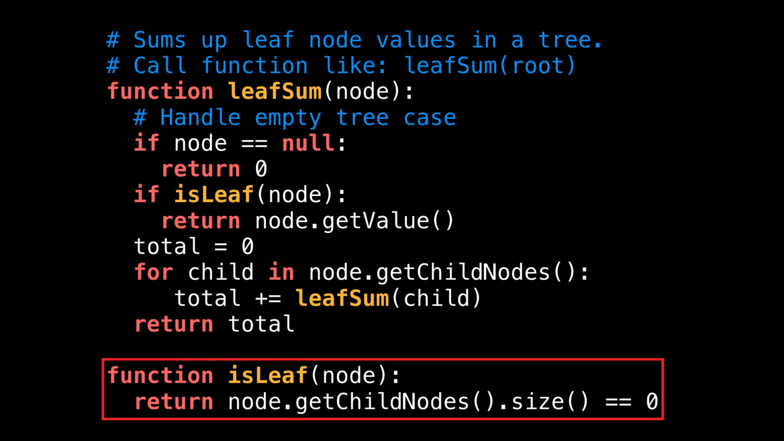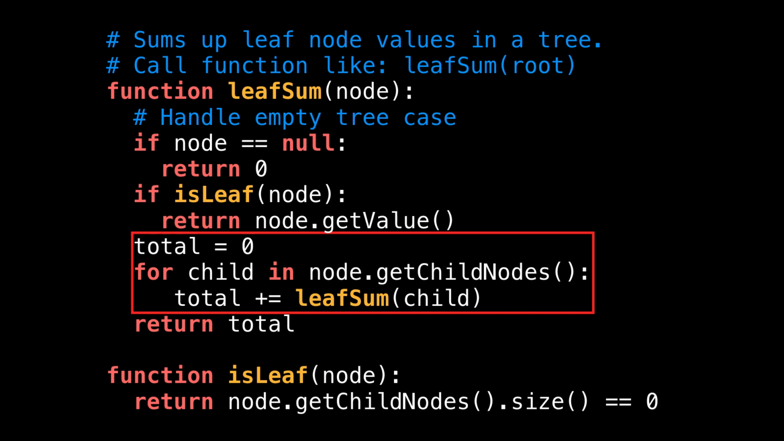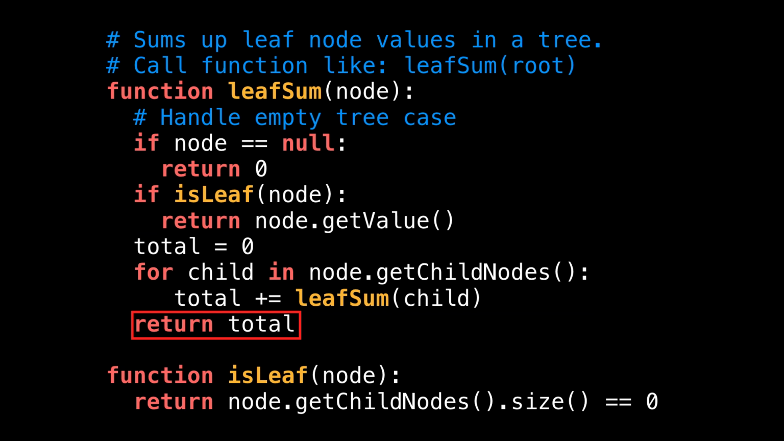The isLeaf method checks if a node is a leaf node by counting all its children. If the number of child nodes is 0, then we know that the current node is indeed a leaf node. If the node is not a leaf node, then we iterate over all its children and call the leaf sum method recursively, summing over the return values. This ensures that we traverse the entire tree and properly accumulate values. Finally, once we have finished computing the sum for this node and its subtree, return the total. And that's all for summing up the leaf node values in a tree.